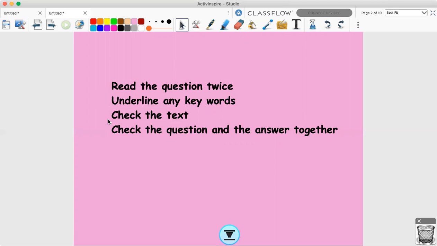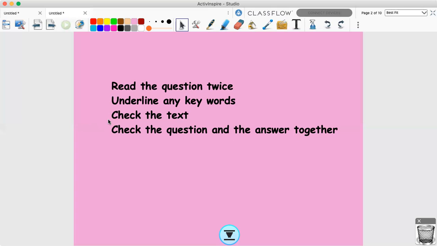My next top tip is check the text. So when you think you know the answer, go back to the text and check that it's the same as what's in there, because sometimes we think we know what the answer is, but we've got confused with different parts of the story or the information. So always check your answer back against what it says in the information. And then check the question and the answer together, just making sure that you have answered the question and that it does make sense.